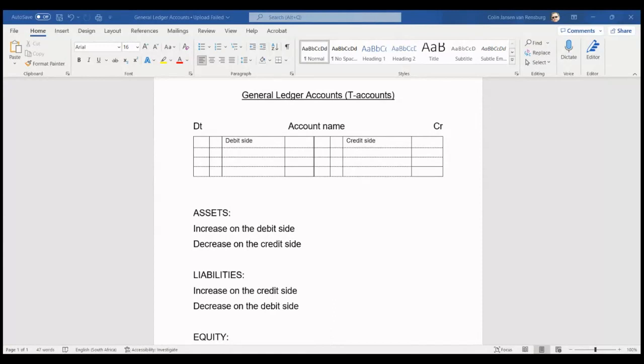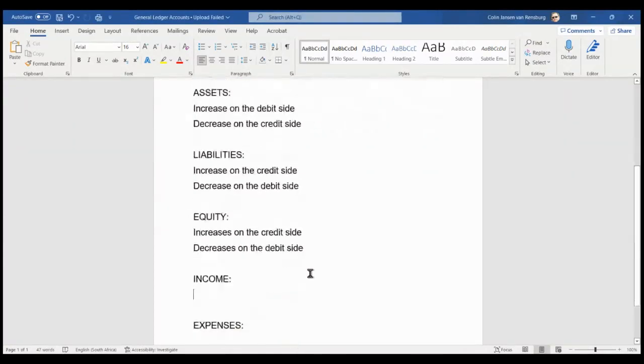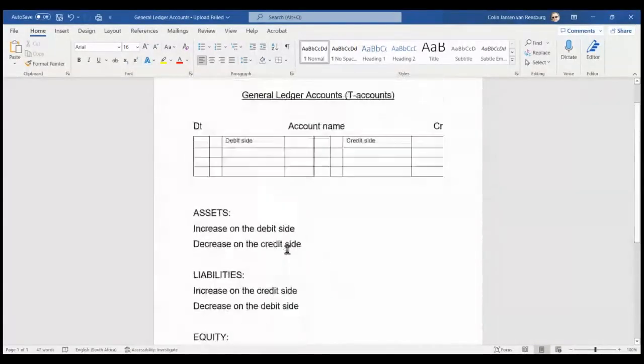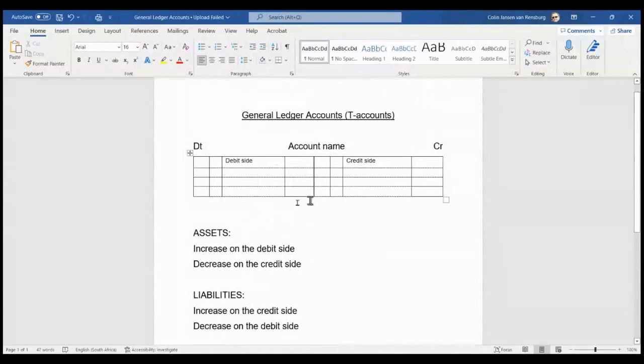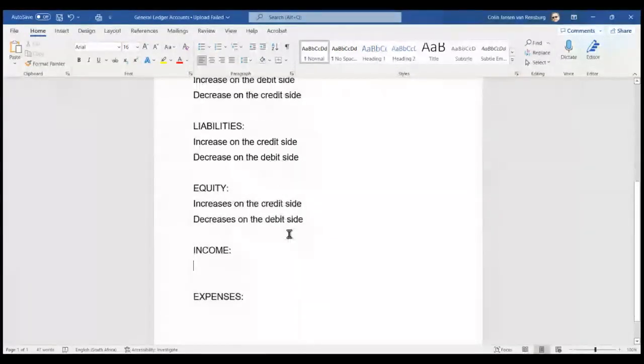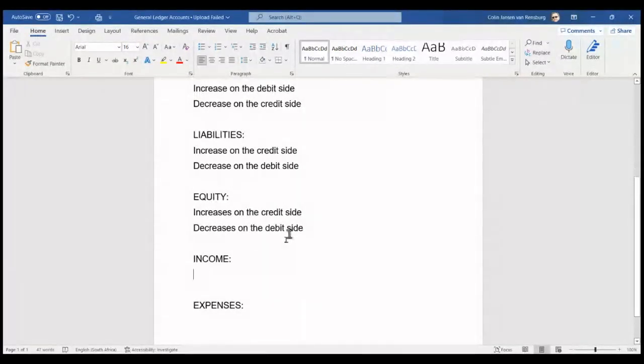Now, I'm not sure where exactly you lost me, but what we were talking about is income, ladies and gents. So now we are looking at income. If we look at our general ledger account there, on which side will the income increase? That was what I was saying, but I'm not sure whether you caught that part. So on which side will your income increase, debit or credit side? Nice try, Barnsley.